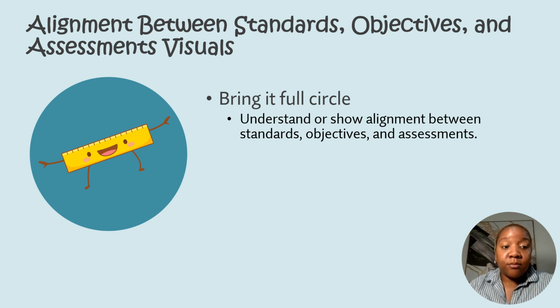So now it's time to bring everything full circle. One of the most important aspects of lesson planning is ensuring alignment between the standards, the objectives, the learning activities, and the assessments. This means that the activities and assessments used should directly measure whether students have achieved the lesson objectives, which in turn reflect the standards. When everything is aligned, students have a clear path to success, and you can accurately assess their progress.